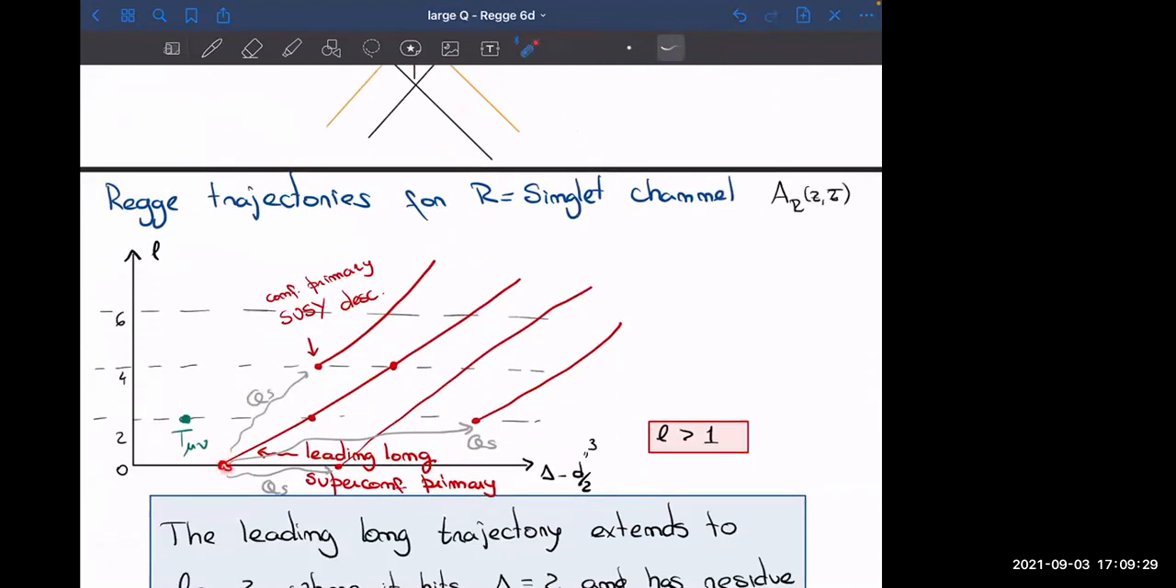There's not only the leading long superconformal primary, but also all of its descendants that are obtained by acting with supercharges on it. So now I have a bunch of conformal primaries that are super descendants, but they appear in this R-symmetry singlet channel, all out. And I omitted many other trajectories. You can imagine that the shorts give a large list of trajectories. I just drew for simplicity the longs, the leading long trajectories.